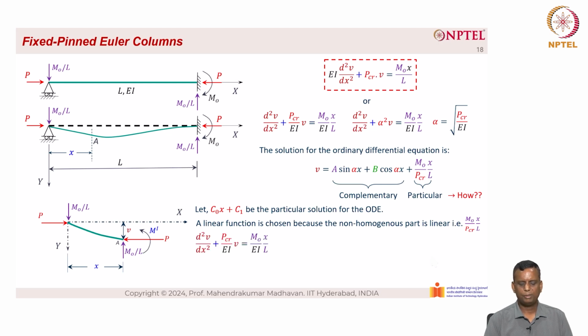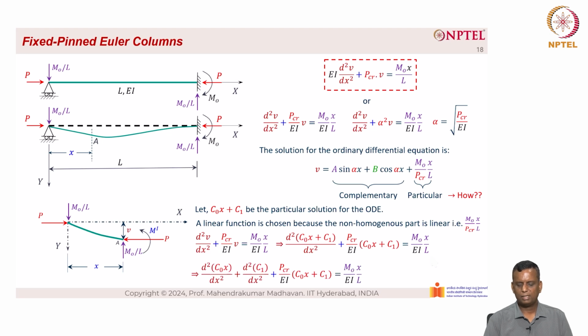So we have d²V/dx² plus P critical by EI into V is equal to M0 by EI into x by L. When we substitute V equal to C0 x plus C1, we have d²(C0 x plus C1)/dx² plus P critical by EI into (C0 x plus C1) equal to M0 by EI into x by L. We can further expand this as d²(C0 x)/dx² plus d²(C1)/dx² plus P critical by EI into (C0 x plus C1) equal to M0 by EI into x by L.